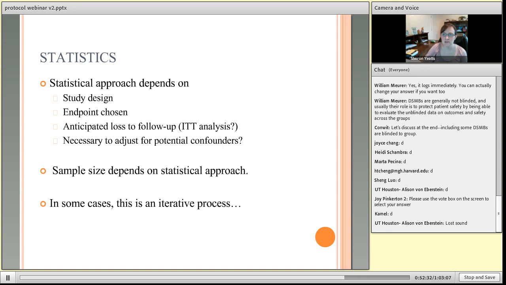So in many cases, this is an iterative process. We make all of these decisions, we determine the analytic approach, we calculate the sample size, and then find out it's too much. It's more patients than we can come up with, and we have to go back to the beginning and start thinking through what alternative choices we can make that will still answer the question, but allow us to do it in a more feasible manner.